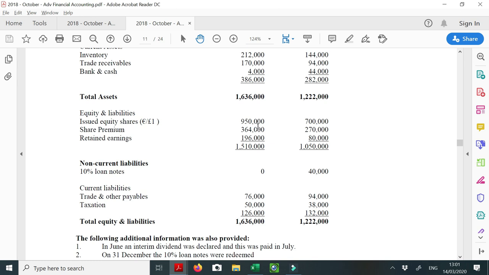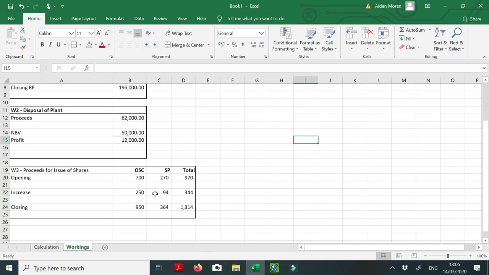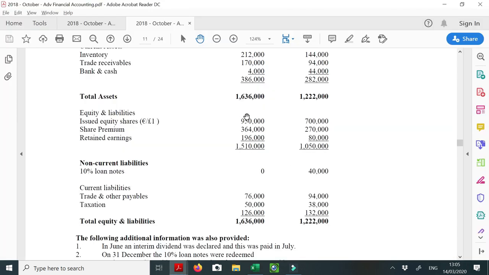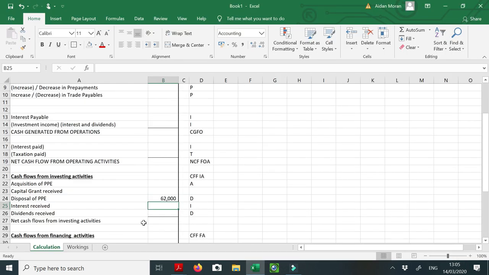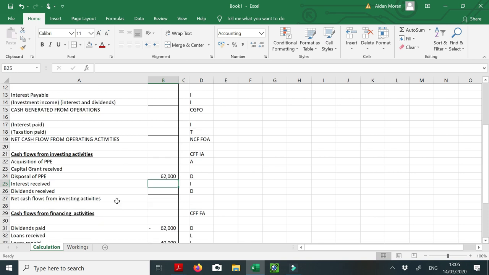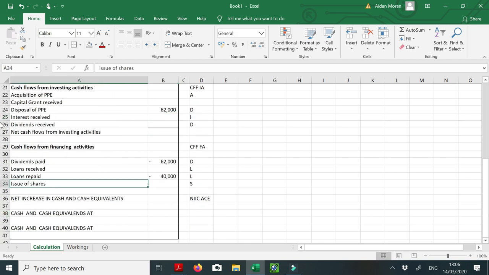But for the purpose of explaining it, I will do an account. So my ordinary share capital was in the question. I've got opening of 700 and 270. My closing is 950 and 364. The balancing figure is obviously what I received. So I got in 250 plus 94 is 344. So I'm going to pop that in my cash flow as 344,000, and it is going to go in the area of issue of shares as plus 344,000.